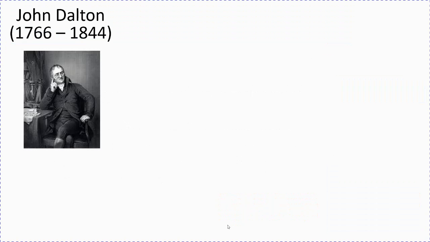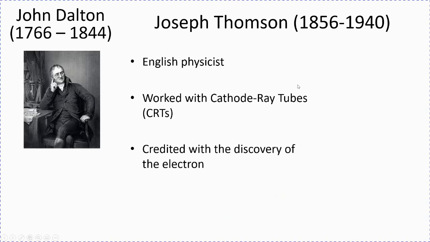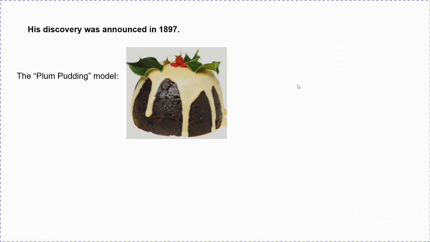Now Dalton came up with the indivisible balls. Then we had Thomson, okay? Thomson was this English physicist who worked with cathode ray tubes, okay? And he discovered the difference between the positive and the negative charges, okay? So he discovered the electrons. So he came up with the plum pudding model. So Thomson is the plum pudding model.